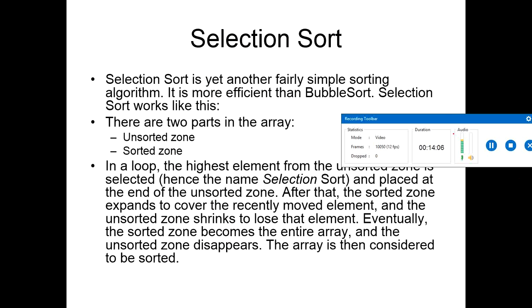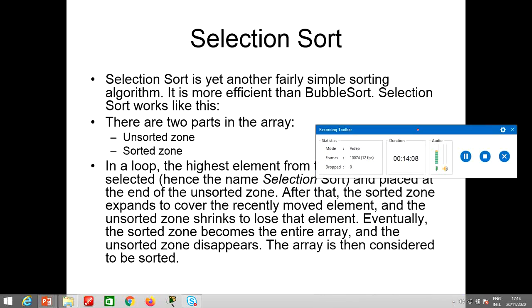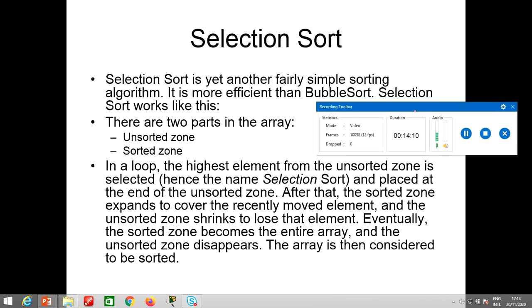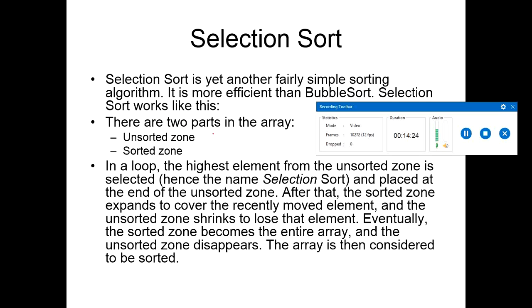Alright, so moving ahead, our next algorithm is selection sort, which is quite a better algorithm than the bubble sort. Selection sort is another fairly simple sorting algorithm. It is more efficient than the bubble sort, and selection sort works like this. We consider that there are two parts of the array: one is the unsorted zone and the other is the sorted zone.